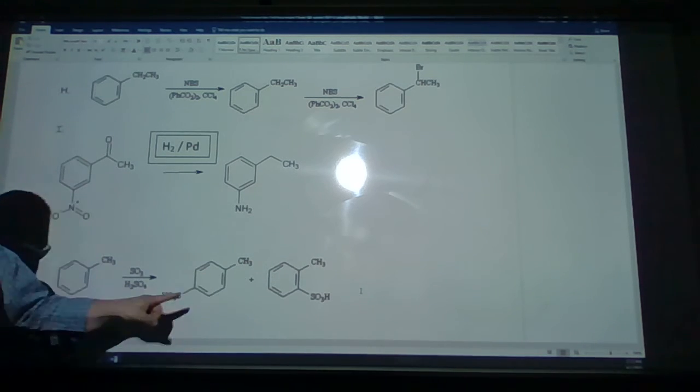J, sulfur trioxide and sulfuric acid. This is a sulfonation reaction. So CH3 is an activating group. It's a weak activating group. It can go either ortho para. So this position is identical to this one. So we can add either here or here, which is ortho, or it could add para 1,4. So you have these two products.